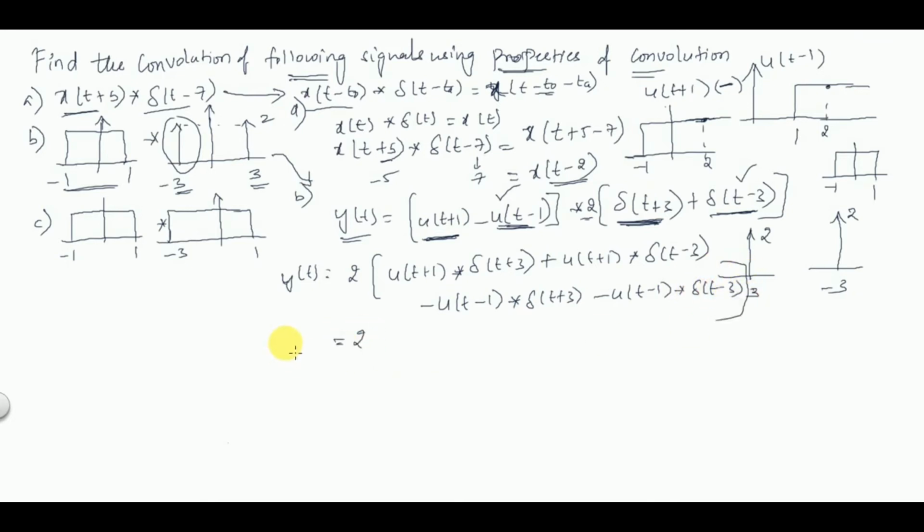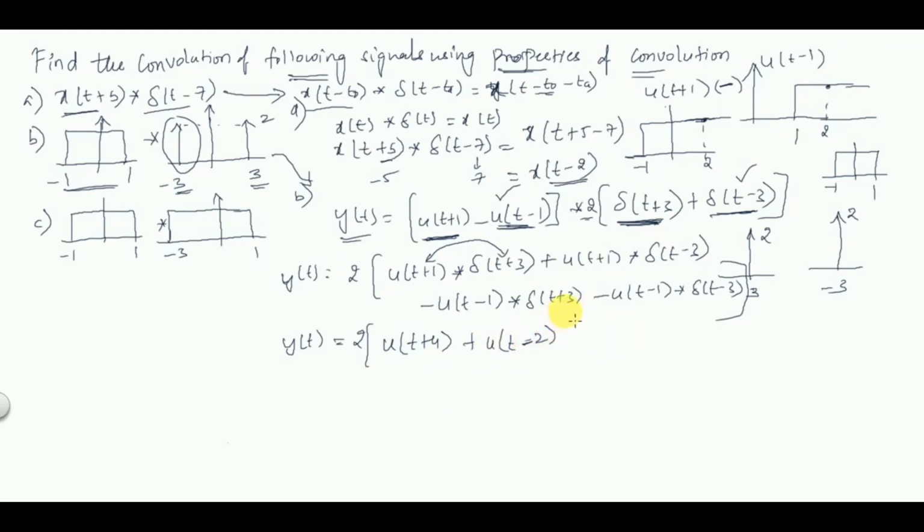So how can you write y of t in standard form? y of t is equal to 2 times u of t plus 4. This becomes t plus 1 plus 3, using this property, so t plus 4. Plus u of t plus 1 minus 3, so it becomes t minus 2.